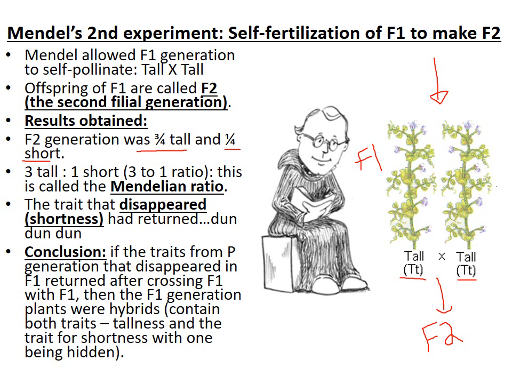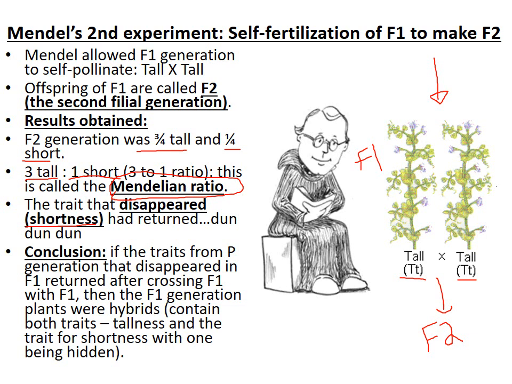So we call that a ratio. We call that a 3-to-1 ratio. That is today called the Mendelian ratio. 3 of the one that had taken over to 1 of the one that had disappeared. So again, that trait that had disappeared had returned.